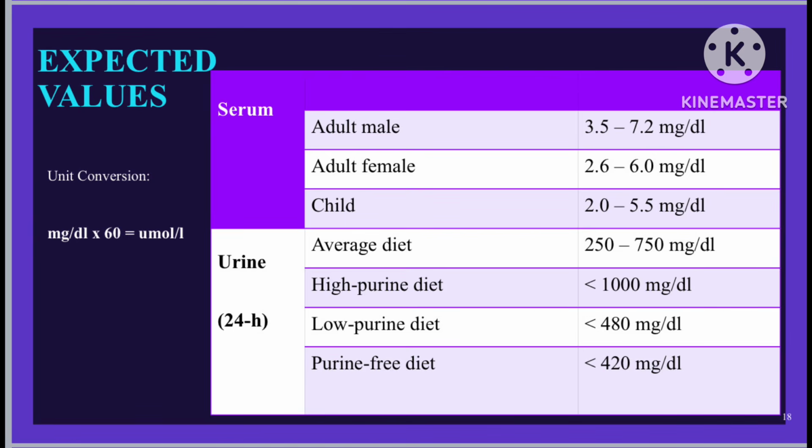Okay? So, please take note that adult males will have a reference range of 3.5 to 7.2 milligrams per deciliter. For adult females, it's 2.6 to 6.0 milligrams per deciliter. And for children, that's 2.0 to 5.5 milligrams per deciliter.